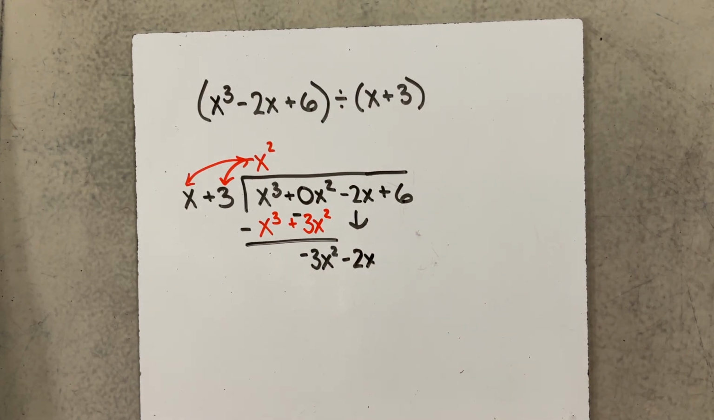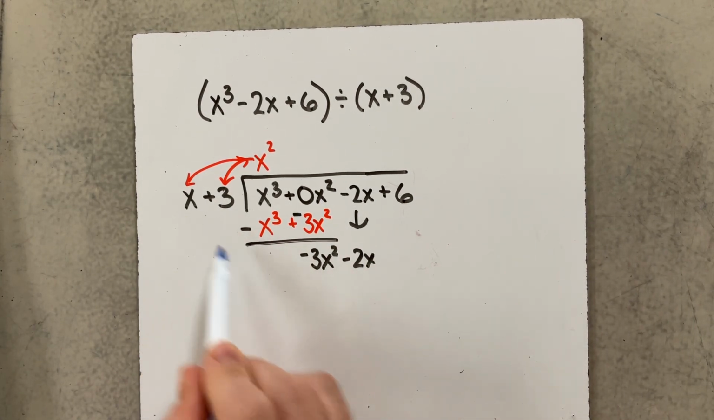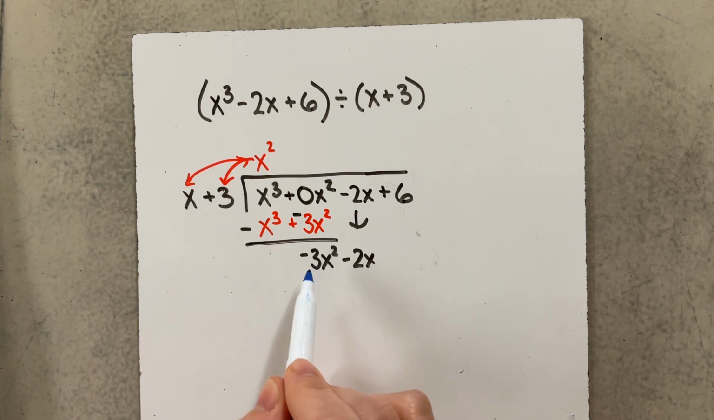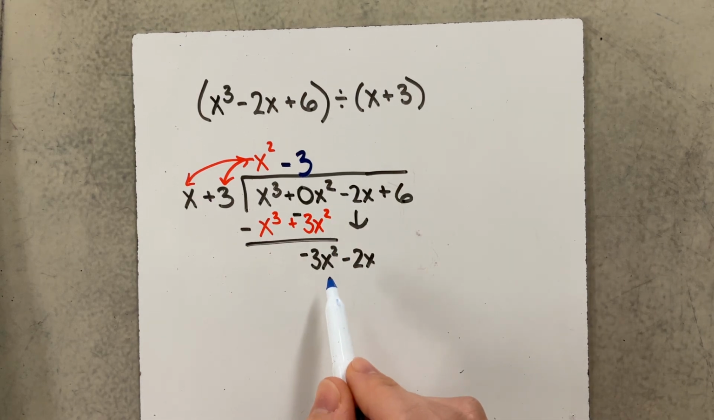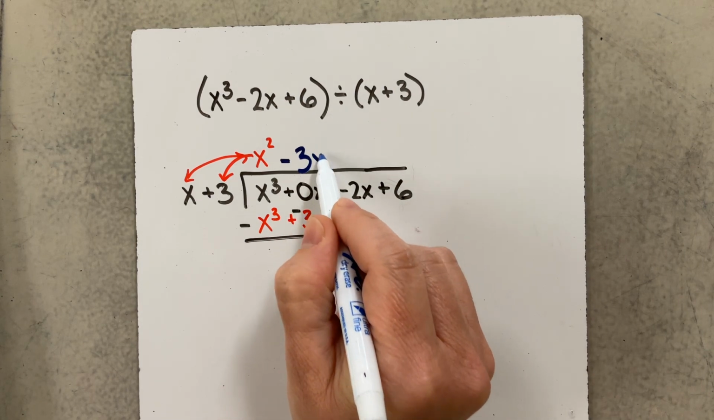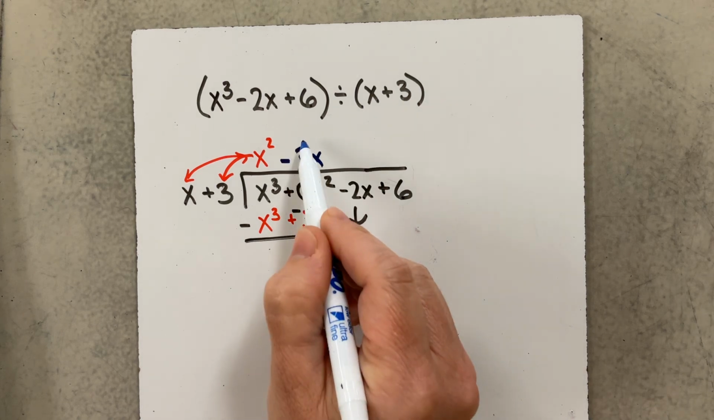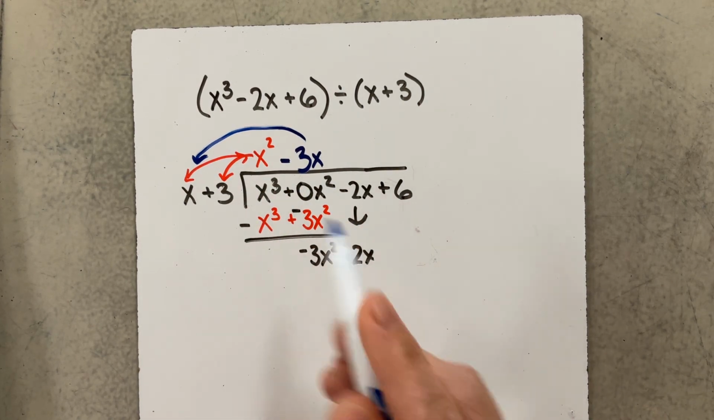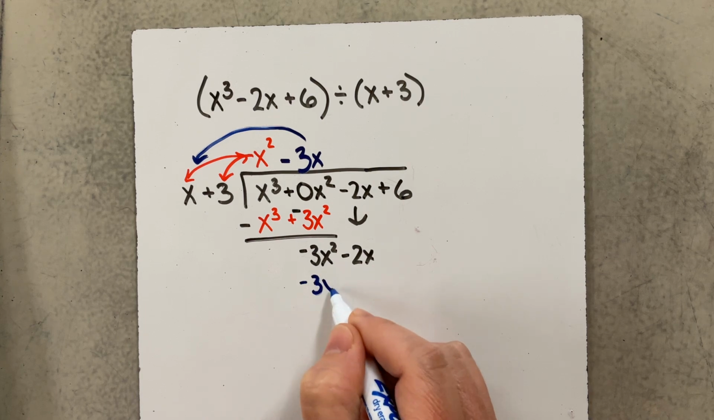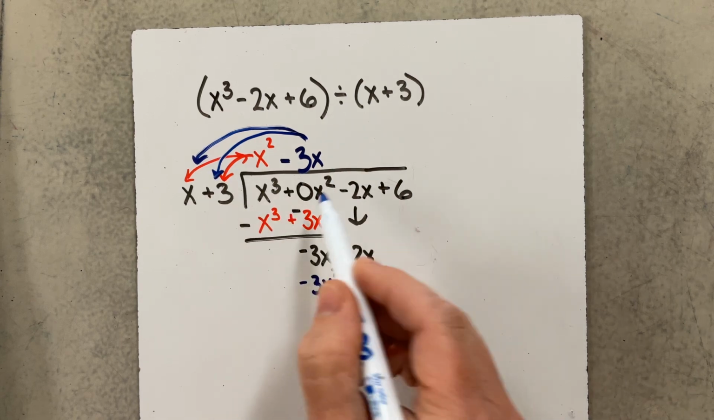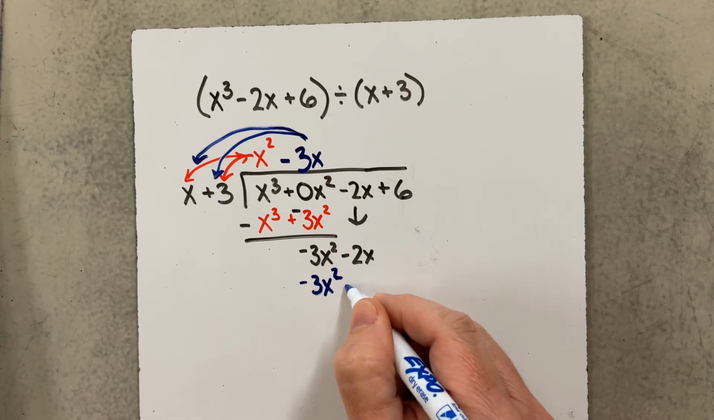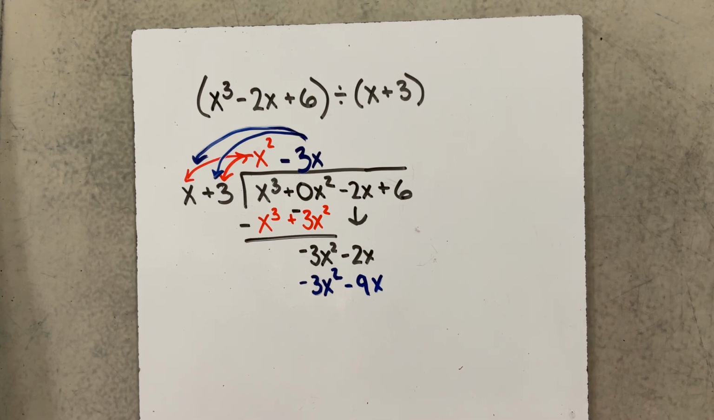Now I'm going to go through the same steps again. I'm going to look at what x times what is going to give me a negative 3x squared. Well, I'm going to need that negative 3. x times negative 3 is negative 3x, but I'm also going to need one more x. So negative 3x times x is negative 3x squared. And I also have to do it to the other one. So 3 times the negative 3x is a negative 9x.